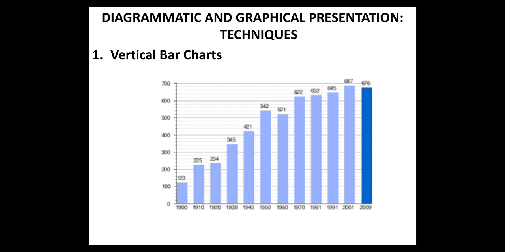Now we are going to see the different types of charts, and we will discuss them one by one. The first one is vertical bar charts. The vertical bar charts, which are shown in the image, are the best for comparing data grouped into discrete categories.